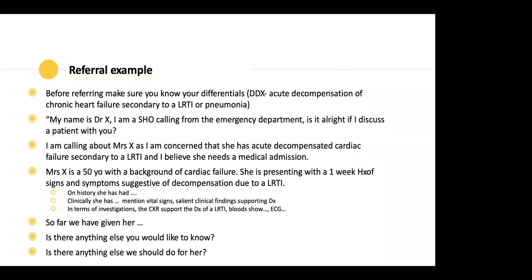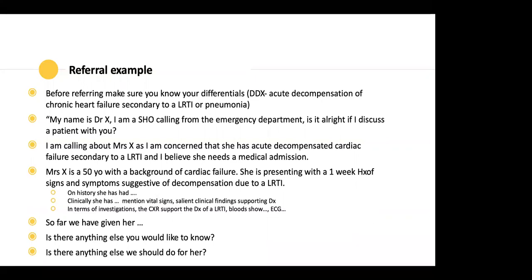Mrs. X is a 50-year-old with a background of cardiac failure. She's presenting with signs and symptoms suggestive of decompensation. I think that's a bit repetitive. You could probably not say the first line I mentioned and just say it all there. And then they're probably going to ask you, how have you come to this assessment? So you can say on history, she has worsening dyspnea, PND, productive cough, and so on.